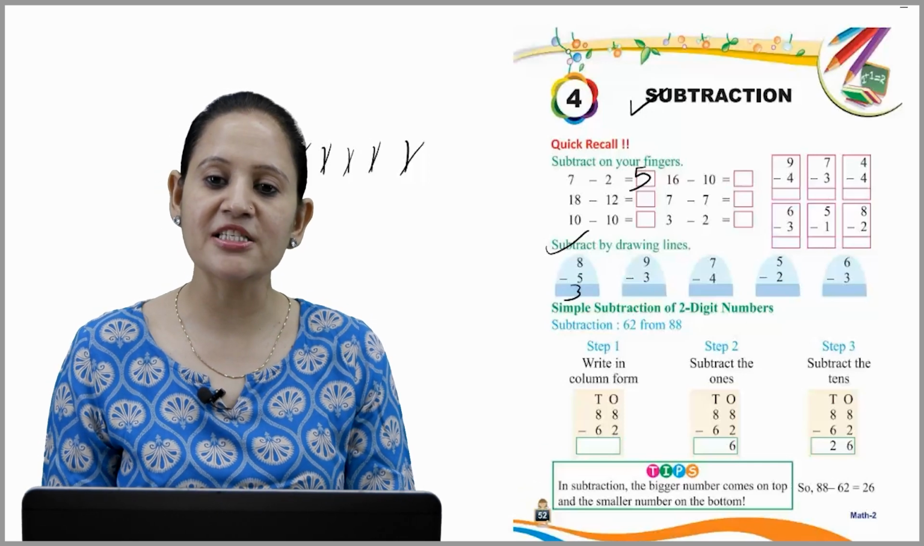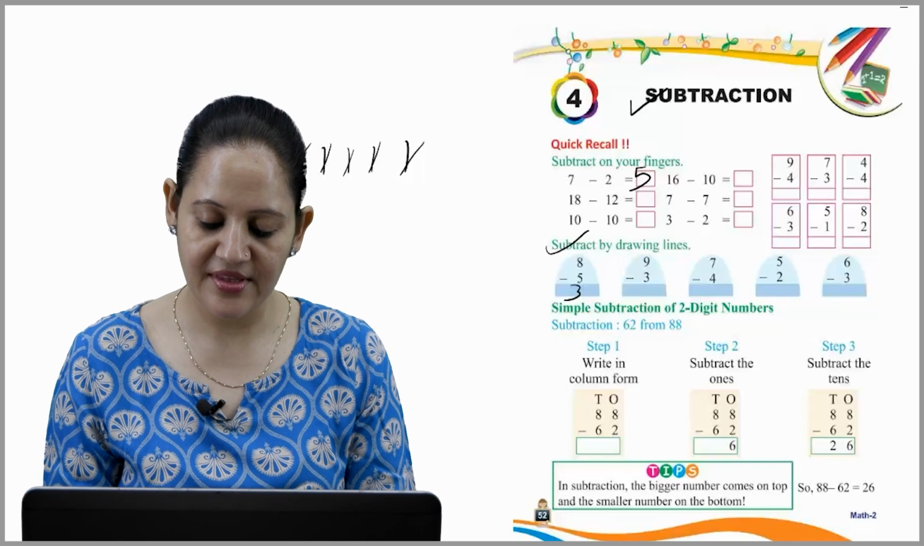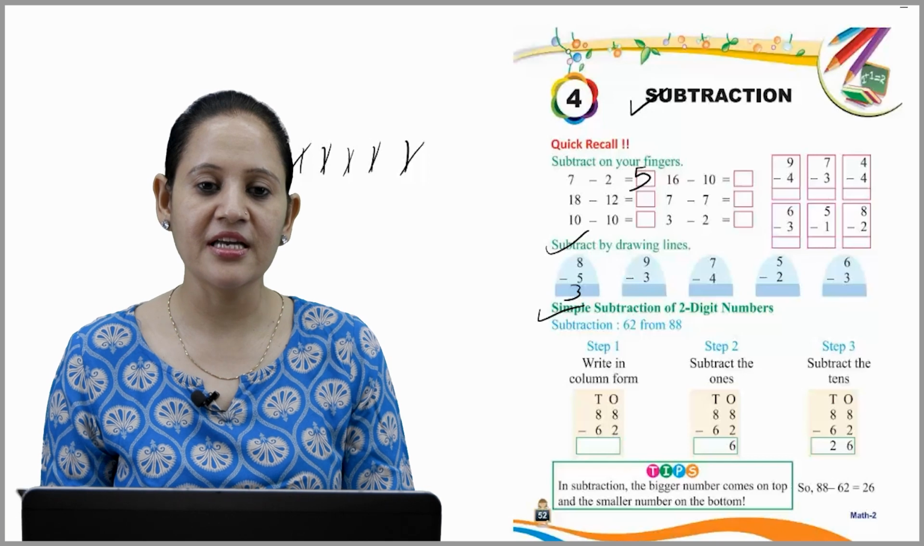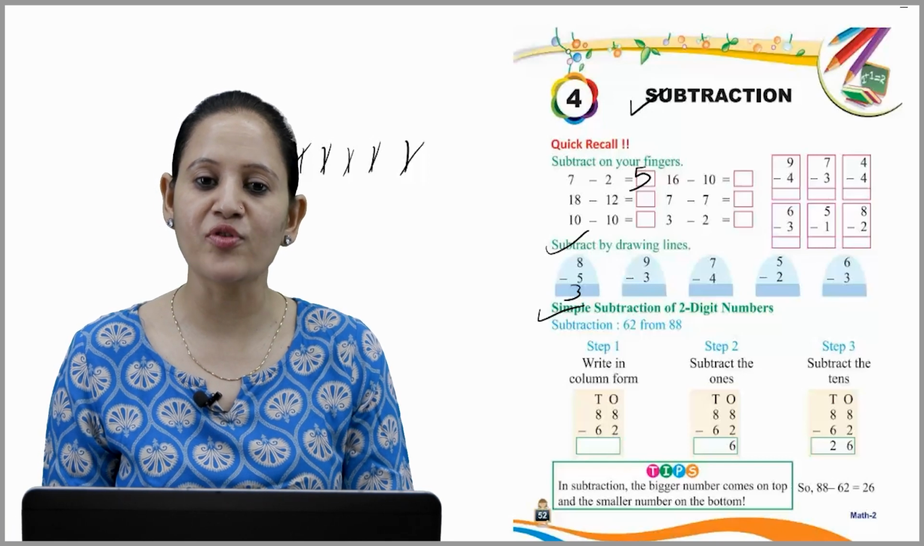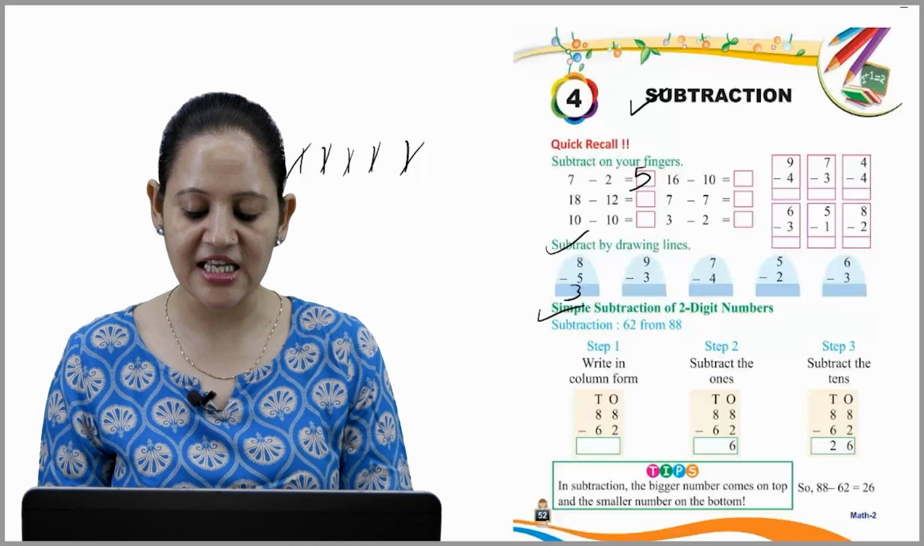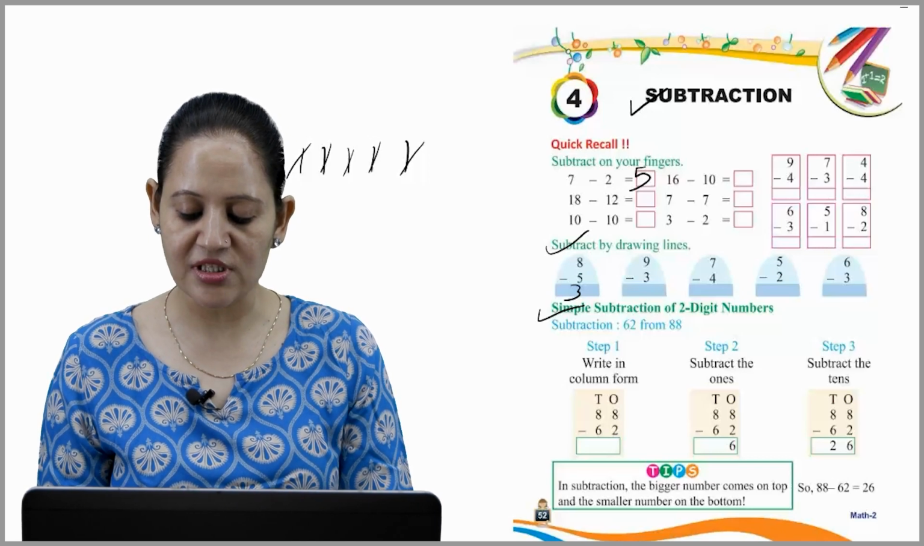Next is simple subtraction of 2-digit numbers. Always subtract the smaller number from the greater number. Here we have to subtract 62 from 88. So first we'll write the number in column like this. 88 में से 62 को subtract करना है.